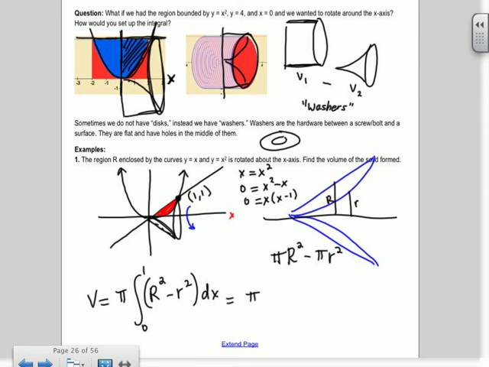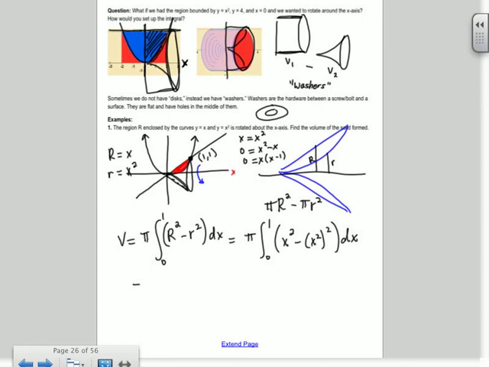So I have pi from 0 to 1 of outer radius squared. What's capital R? x. And what's the inner radius? x squared. So you're going to have x squared minus x squared squared dx. Still making sense? It's just the two functions. The outer one was y equals x. The inner one was x squared.